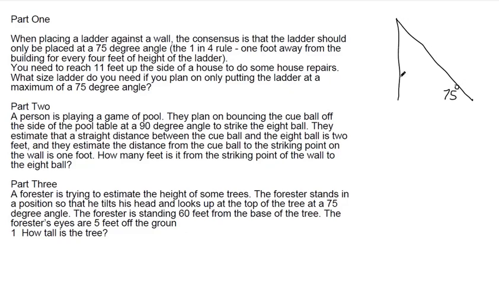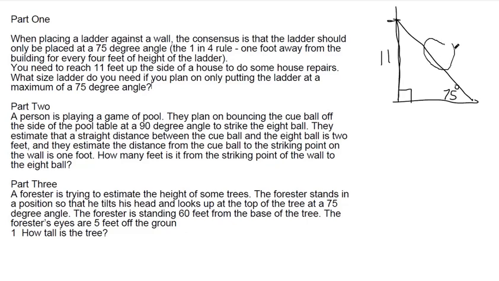So this is my ladder going diagonal. This is the wall of the building. Then we've got a right triangle, assuming it's not my house, and it actually makes a right angle. My house is pretty old, so it's tilting a bit. You need to reach 11 feet up the side of the house, so we need this height to be 11. What size ladder do we need?